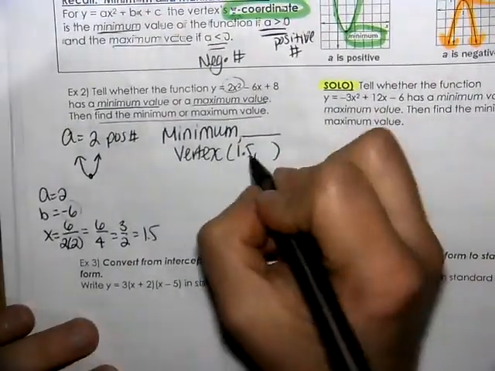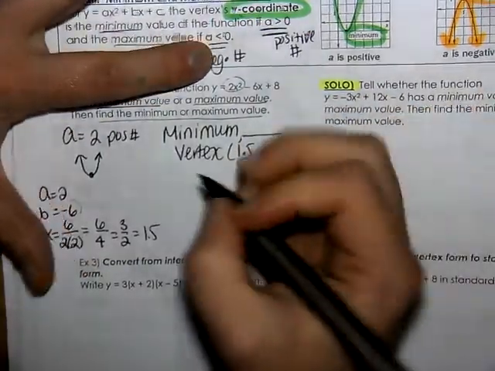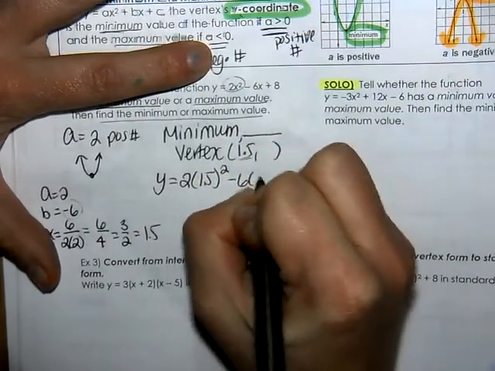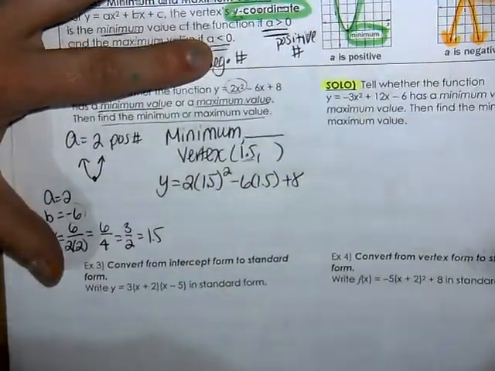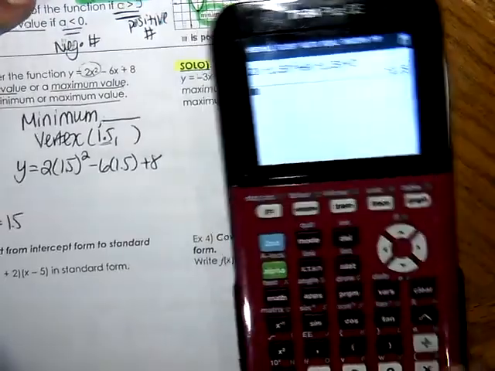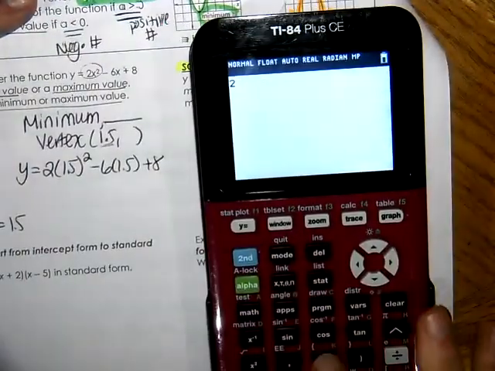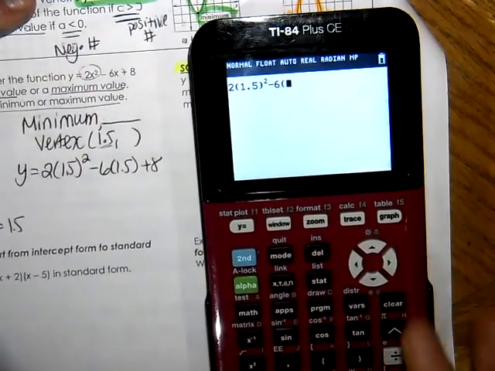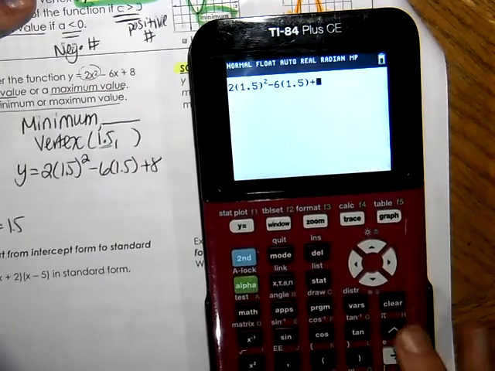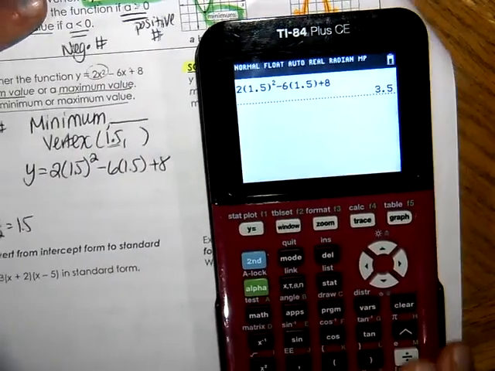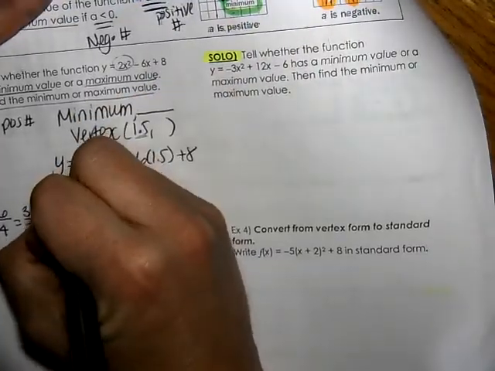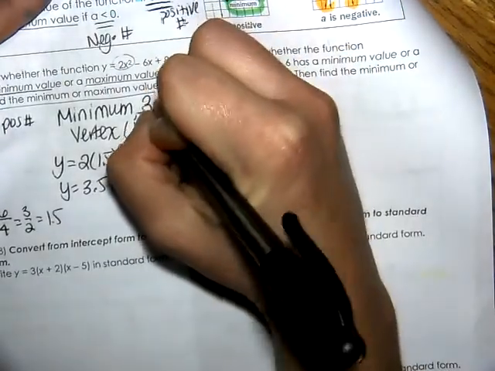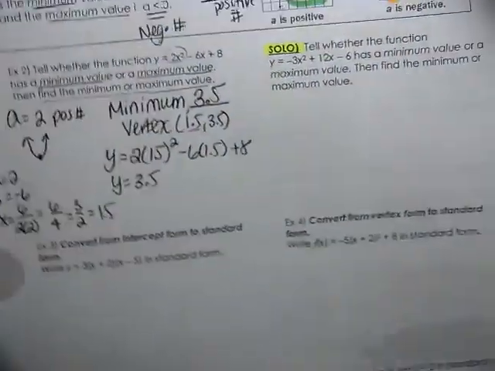So what I'm going to do is substitute 1.5 into my function, and I'm going to write y equals 2 times 1.5 squared minus 6 times 1.5 plus 8. And I'm going to put this into my calculator exactly as I see it. So I'm going to write 2 times parentheses 1.5 squared minus 6 times parentheses 1.5 plus 8. And when I do that, I end up with 3.5. So y is equal to 3.5. That is the y part of our vertex, and therefore it is our minimum value.